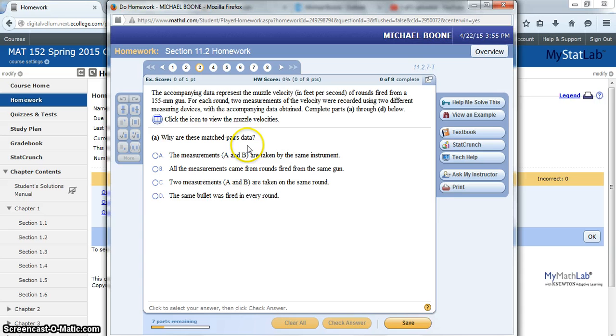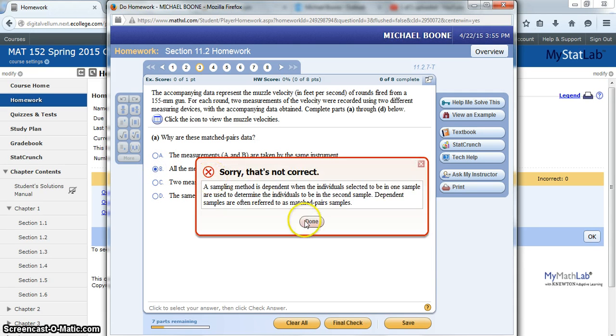And so why are these matched pairs? The same bullet was fired in every round? No. 2 measurements may be taken on the same round? No. All the measurements came from rounds fired from the same gun? Yes. Right? So we're dealing with the same... Whoa, not correct.